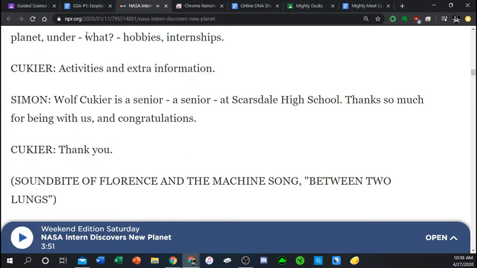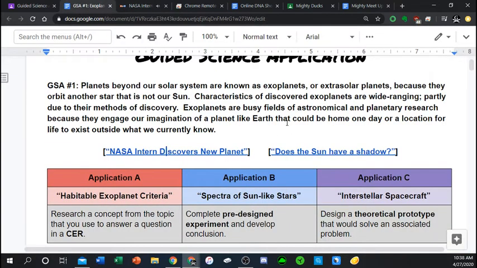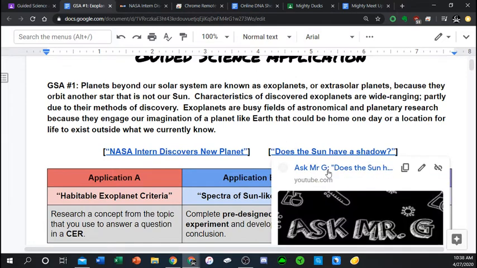Thank you. So pretty cool that someone, probably about 5 years away from you in age, discovered this past year a planet. Does the sun have a shadow?